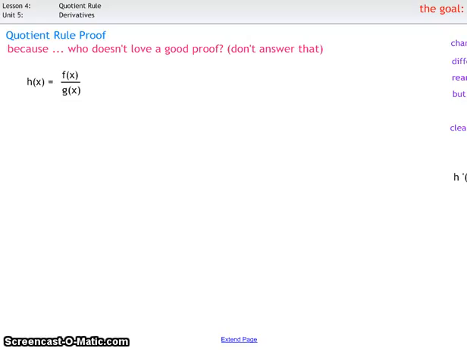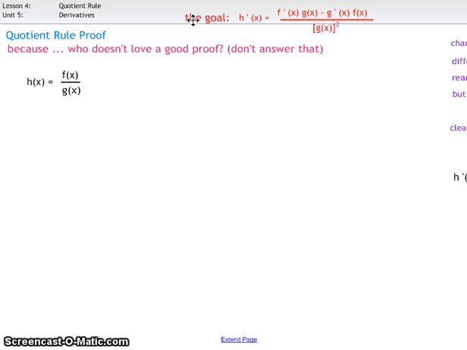We know what we're supposed to get, so our goal is to have f prime of x times g of x minus g prime of x times f of x all over g of x squared. Now if you remember your proof from the product rule, we went back to the first principles definition of the derivative. So that's that whole limit as h approaches 0, f of x plus h minus f of x all over h.